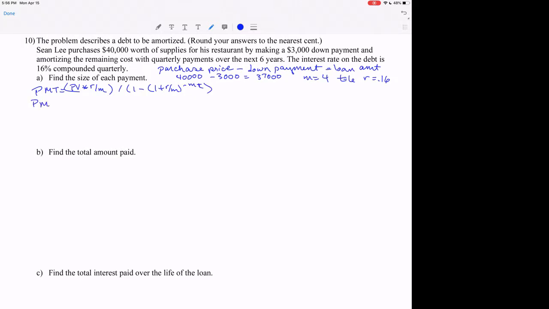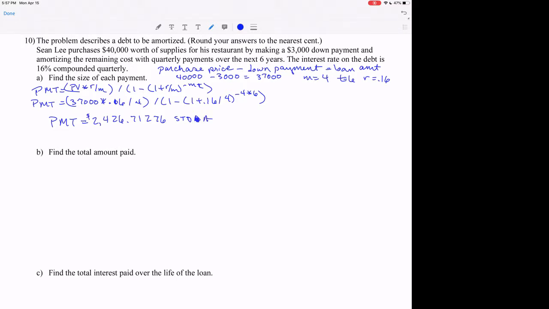So payment equals 37,000 times 0.16 divided by 4, close parentheses, divided by 1 minus parentheses 1 plus 0.16 divided by 4 to the negative 4 times 6. Payment is then $2,426.71276. You're going to store that into A.